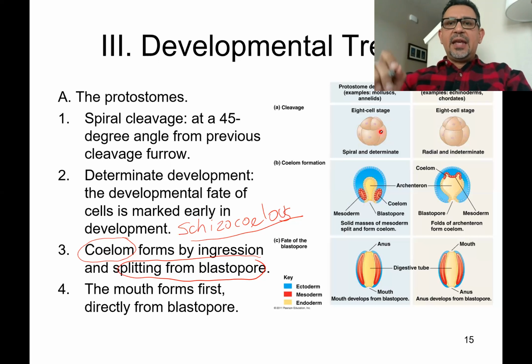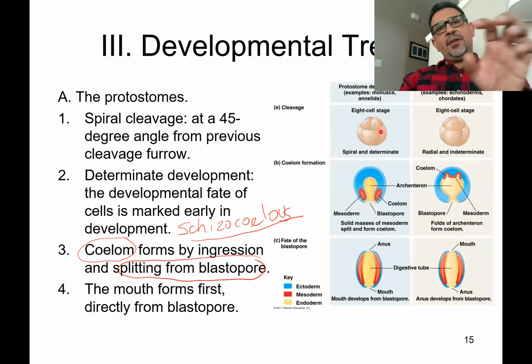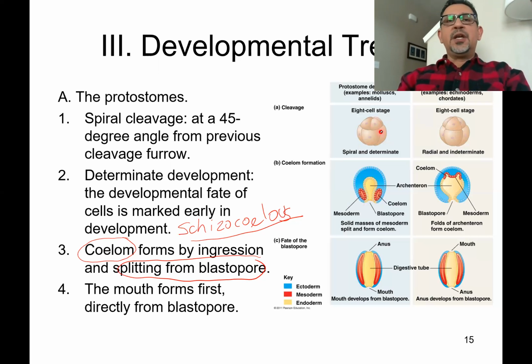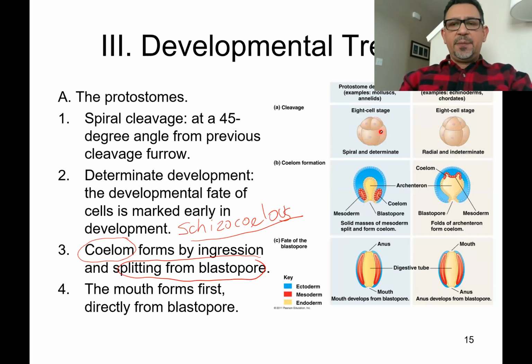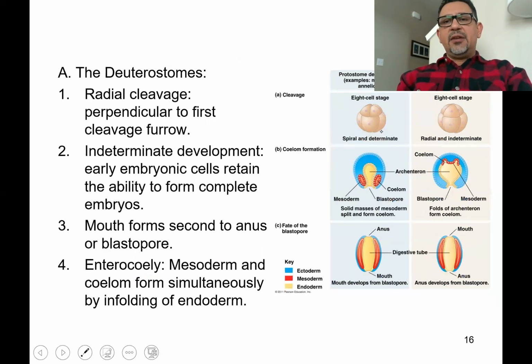And so with that information missing, with that cell missing, both the 7-cell embryo and the 1 cell out of the 8 you removed will fail to develop. That is going to be what we call determinate development. Now, keep in mind, we're talking about animals that have a true coelom. The other alternative for animals with a true coelom would be those that we call the Deuterostomes. And these animals called the Deuterostomes have their own characteristics.